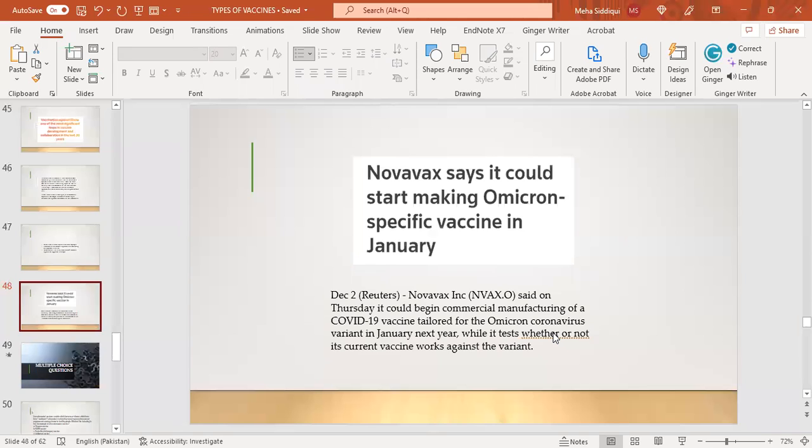Novavax, a company which is working to produce the subunit vaccine for COVID-19, says that it could start making an Omicron specific vaccine in January.